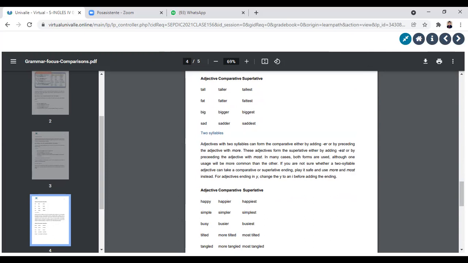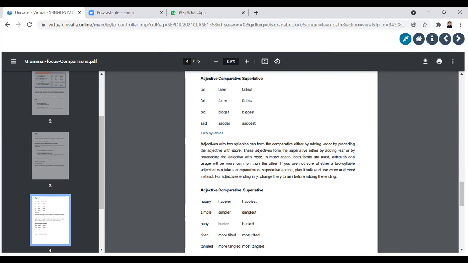Two syllables. Adjectives with two syllables can form the comparative either by adding ER or by preceding the adjective with more. The superlative is formed either by adding EST or by preceding the adjective with most. In many cases, both forms are used, although one usage will be more common than the other. If you are not sure whether a two-syllable adjective can take a comparative or superlative ending, play it safe and use more and most instead.